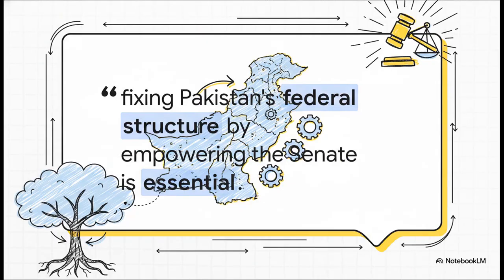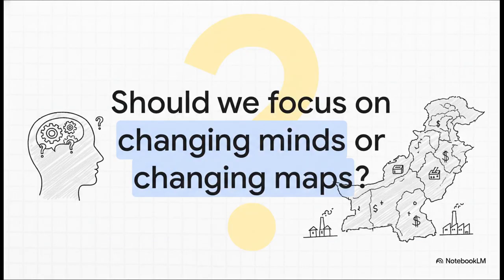And this isn't some fringe idea, it has powerful advocates. As Rafiullah Kakar is quoted saying in the article, fixing the federal structure isn't just a minor adjustment, it's absolutely essential for tackling this deep-seated issue. And that leaves us with a really big question to chew on. The analysis we've just gone through suggests that the best path forward might not just be about changing attitudes, but about fundamentally redrawing the political and economic map of the country. So, is it about changing minds or changing maps? It's definitely something to think about.